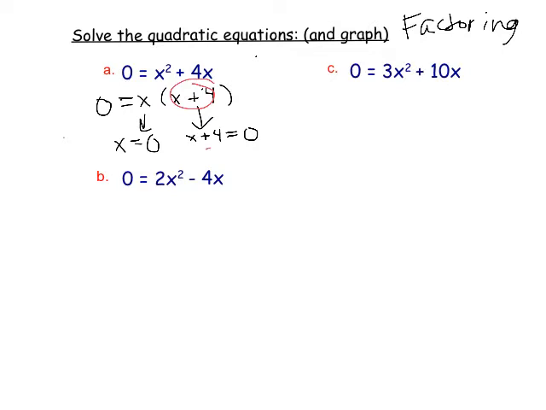If we just simply solve for x, subtract 4 on both sides, we end up with x equals negative 4. You could always check your answer by plugging them back into the original. Does 0 equal 0 squared plus 4 times 0? Yes, it does. And does 0 equal negative 4 squared plus 4 times negative 4? And it does.